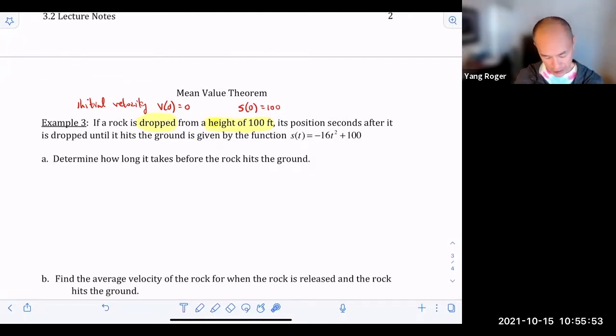In this question, they say determine how long. So how long means we're looking for time. And when it says before the rock hits the ground, that means when S of t is equal to 0. So all we're going to do is take this S of t and set it equal to 0 and solve for t.